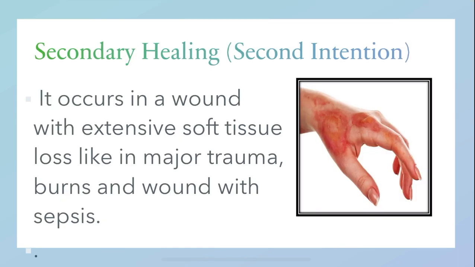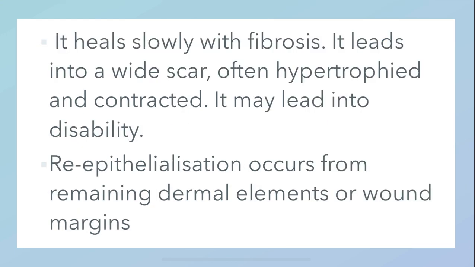Then secondary intention healing occurs in a wound with extensive soft tissue loss. So the soft tissues are being lost to a greater extent here. It occurs in major traumas, burns, and wounds with sepsis. You can see in the burn, soft tissue loss is there, and it also occurs in sepsis. It will heal slowly with fibrosis. So guys, I told you fibrosis is nothing but thickening and scarring. In secondary intention, we get to see more scarring. It will lead to a wide scar.